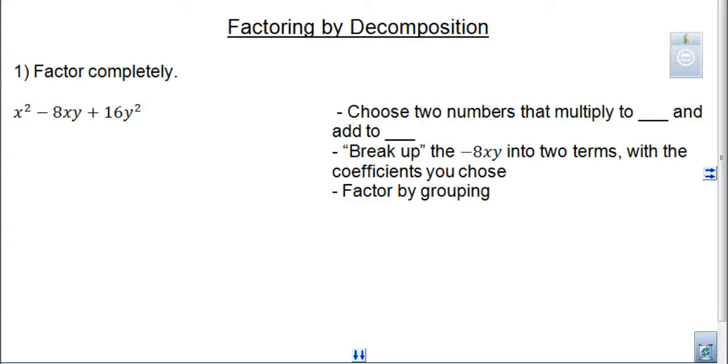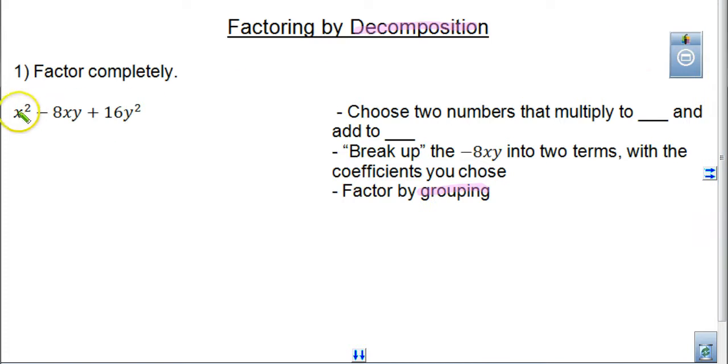So in this lesson, we'll be looking at some more advanced factoring. Factoring by decomposition is also known as factoring by grouping, so I may go back and forth in describing it between grouping and decomposition. Today we'll be looking at some advanced factoring problems.